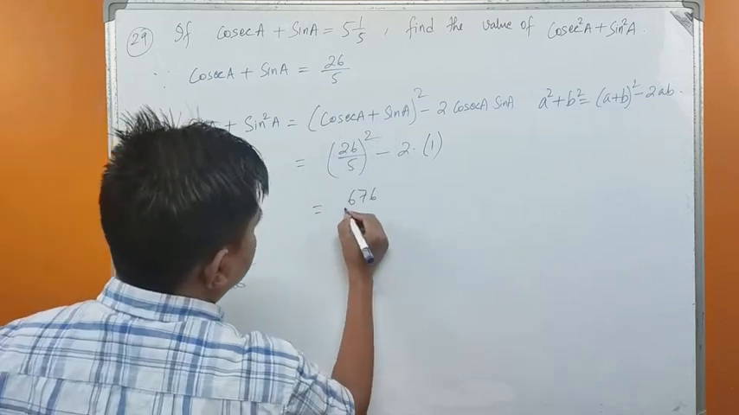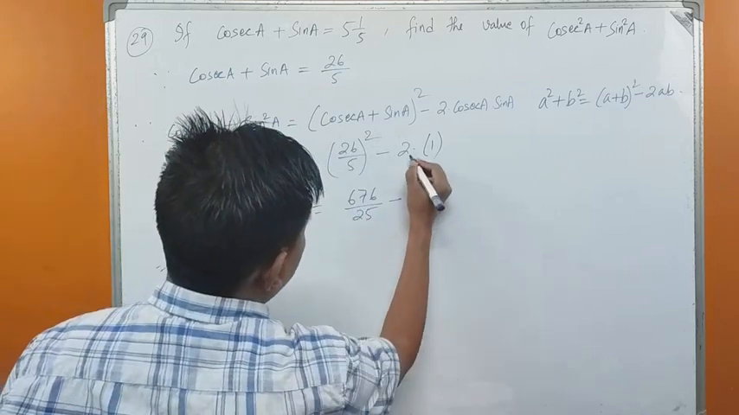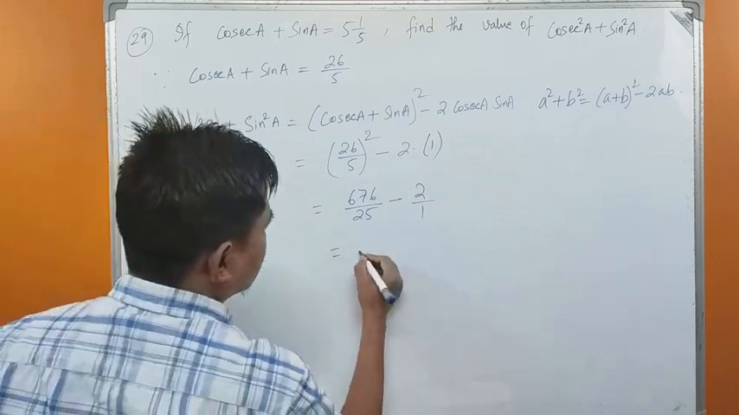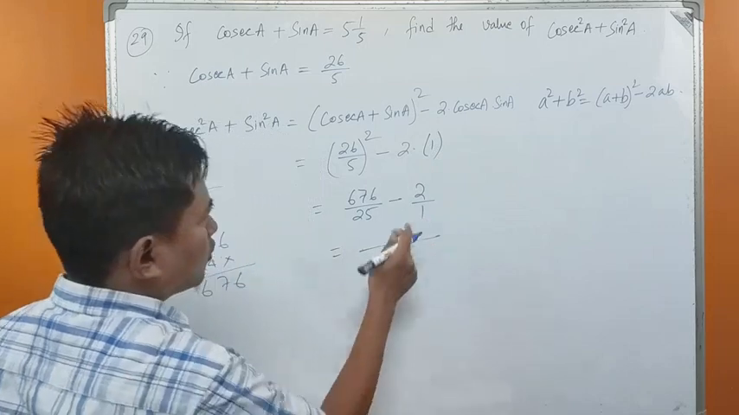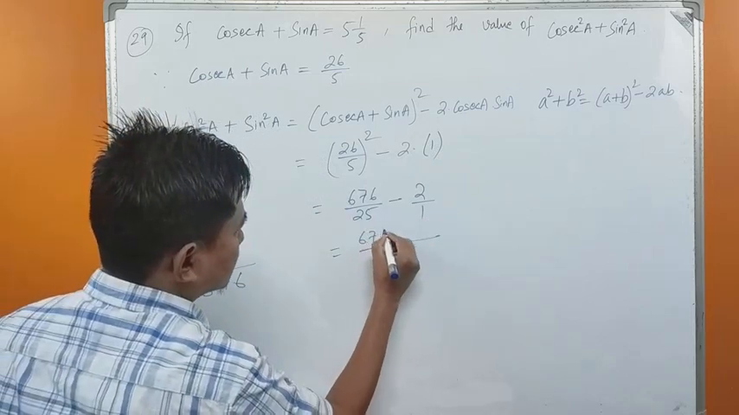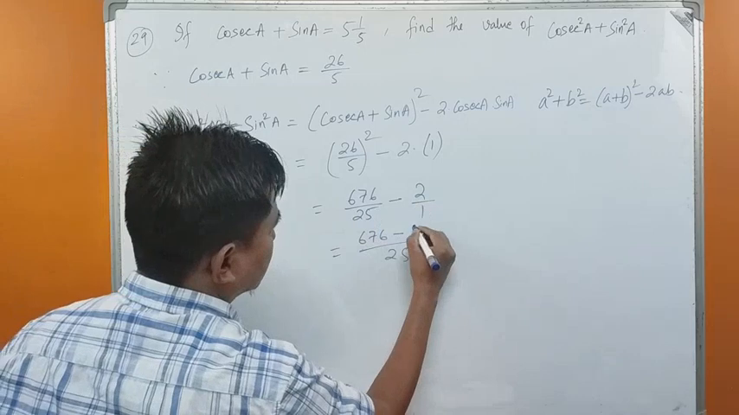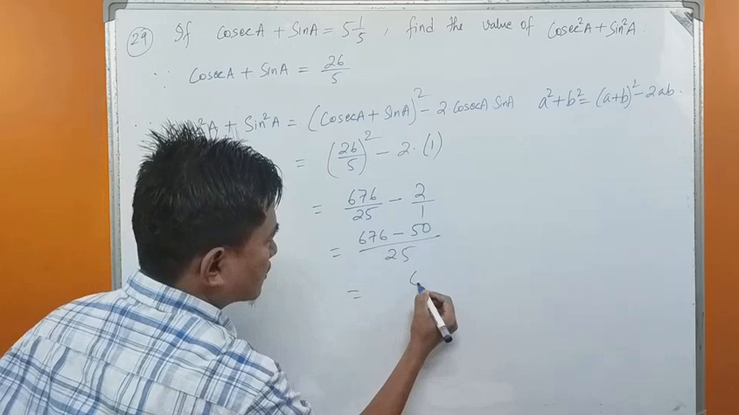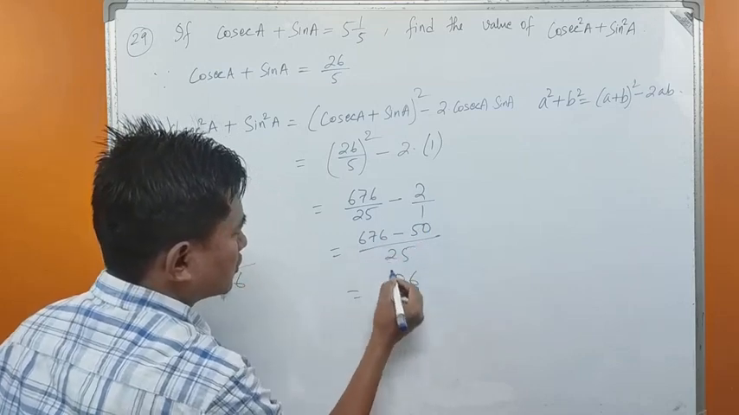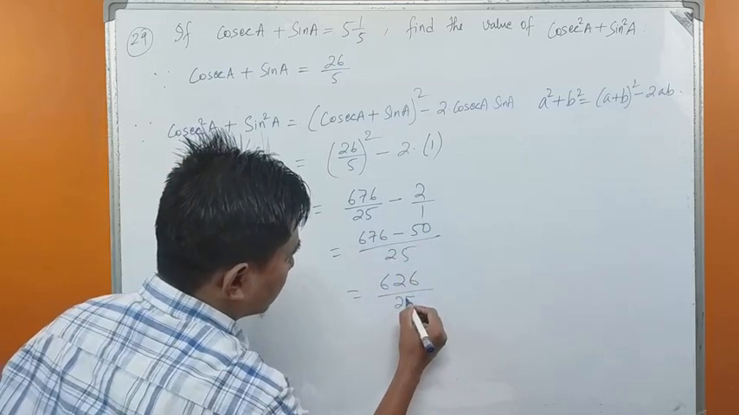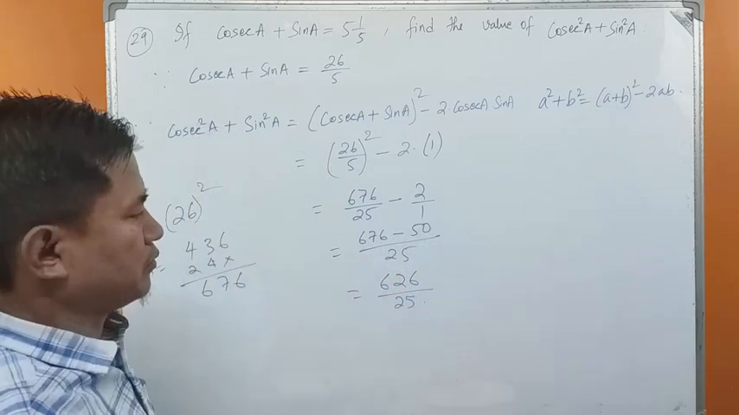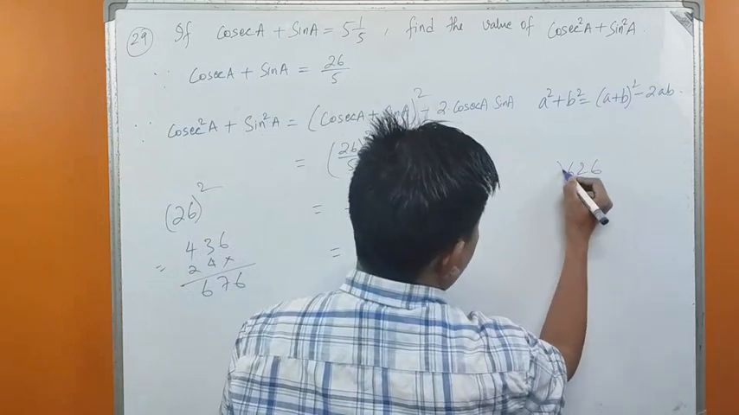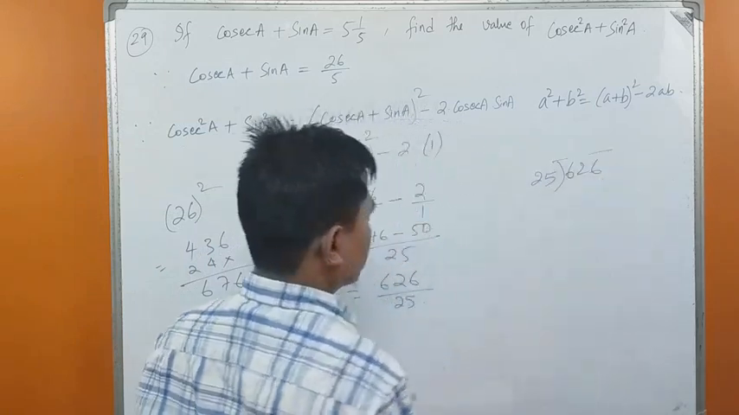5 squared means 25. 25 minus 2 ones are 2. Let us take the LCM of 25 and 1. LCM will be 25. 1 into 676, 676 minus 25 2s are 50. So 676 minus 50. 6 minus 0 is 6. 7 minus 5 is 2. This 6 comes here, divided by 25. So can we cancel this number? No, because this is even number and this is odd number, isn't it? So 626 divided by 25, because this is an improper fraction.